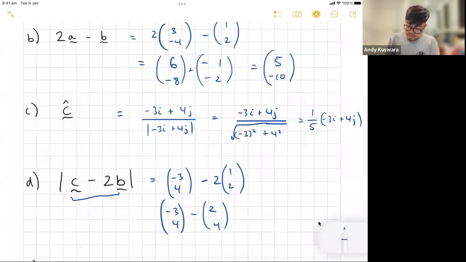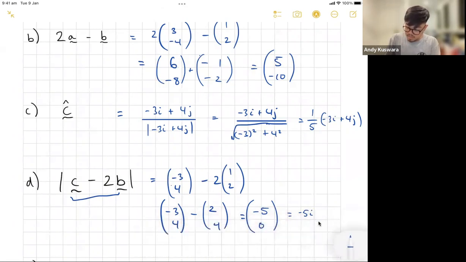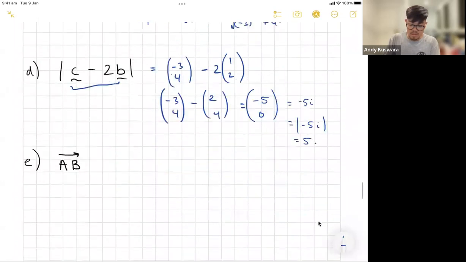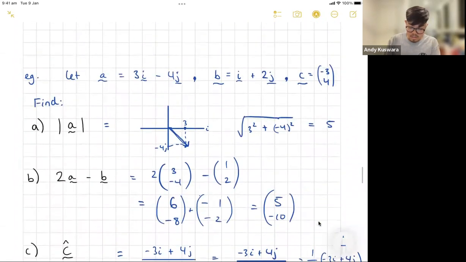And then if I minus these together, minus 3 minus 2 becomes minus 5. And then 4 take away 4 is just going to be 0. So in other words, this is just going to be minus 5i plus 0j. So not really needed to write that there. And so the distance of this one's actually quite easy. This one means that the distance of negative 5i just becomes 5.